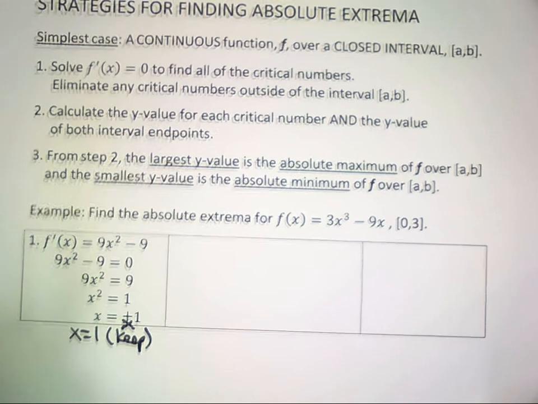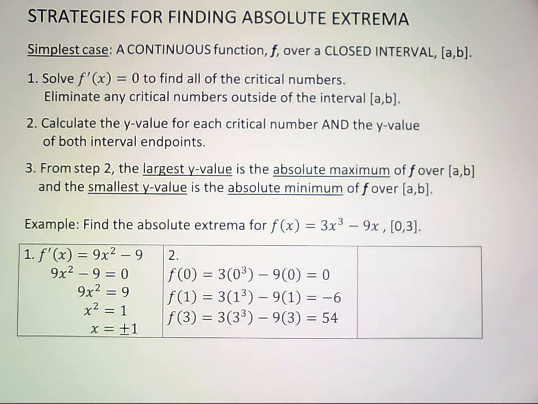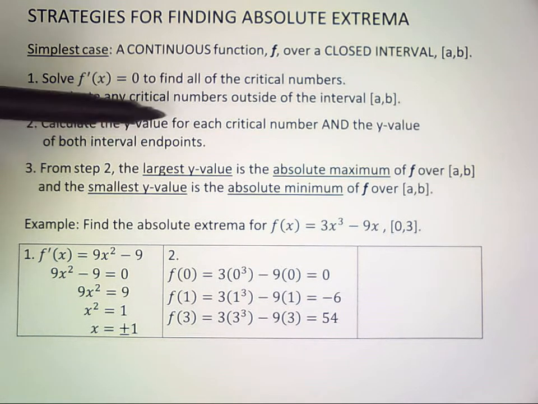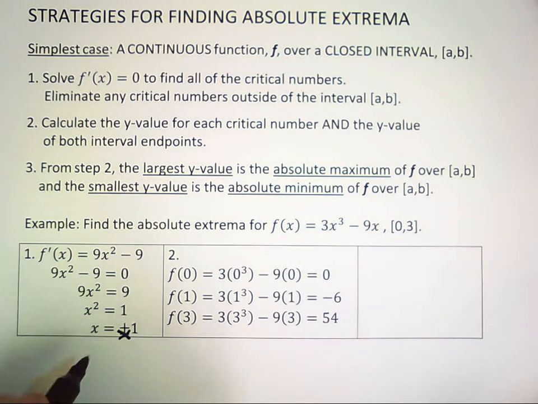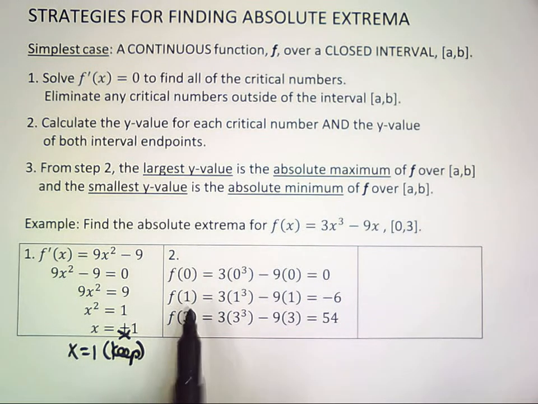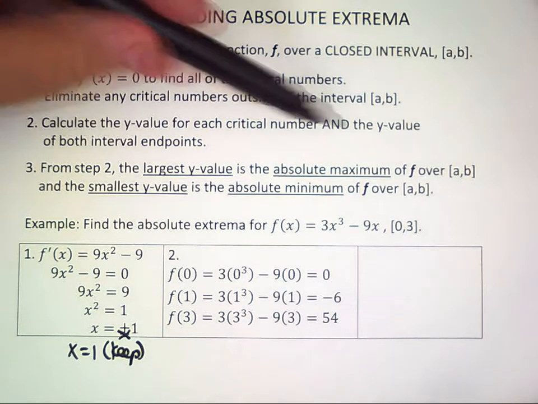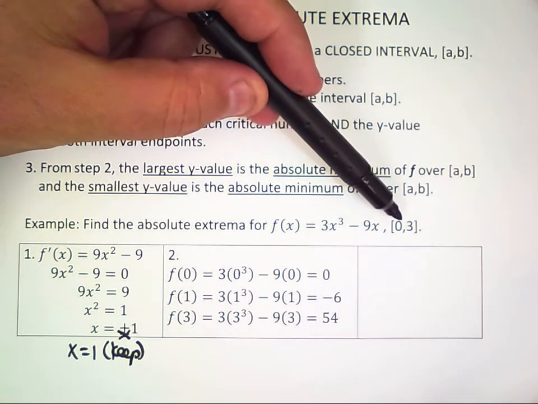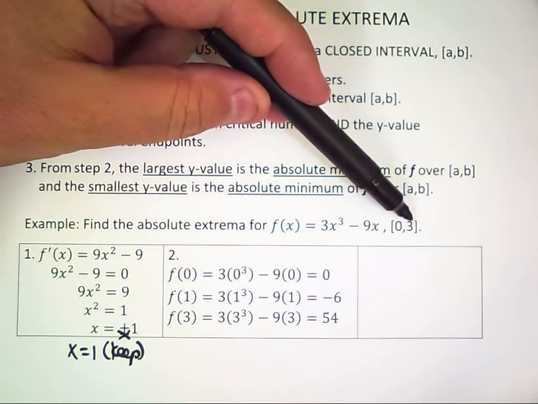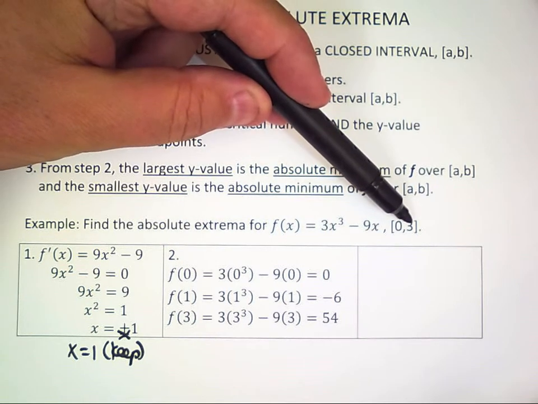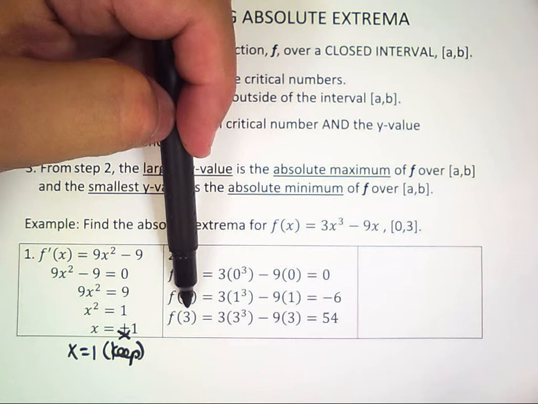Okay, step 2. Step 2 said to calculate the y value for each of the critical numbers. There turned out to be just 1. Remember, I had to toss the minus 1 because it's not in the interval and just keep the 1. So I calculate f of 1, but I'm also calculating the y values of both interval endpoints. So I'm going to calculate the y value for the left endpoint, which is 0. That's f of 0. And I'm calculating the y value for 3, which would be f of 3.